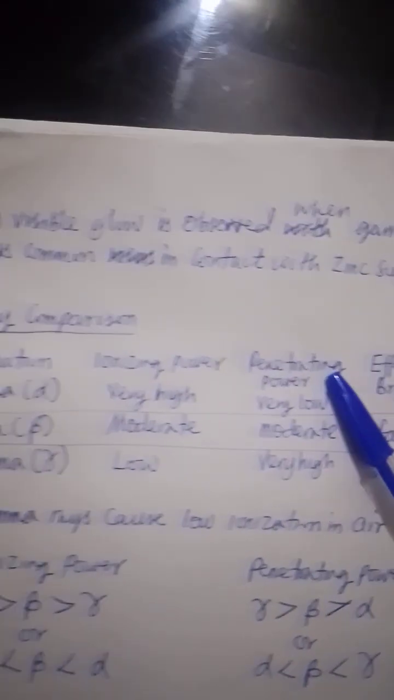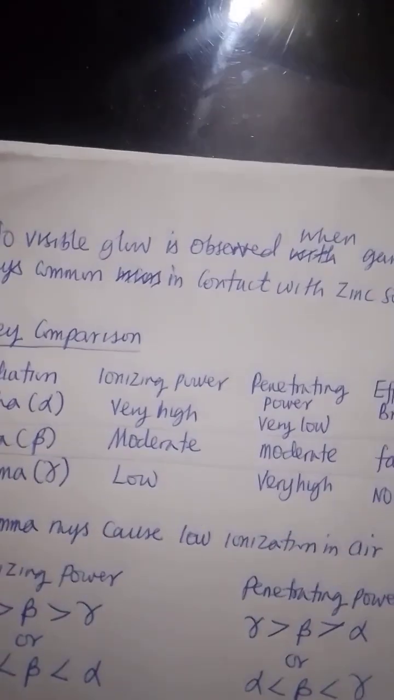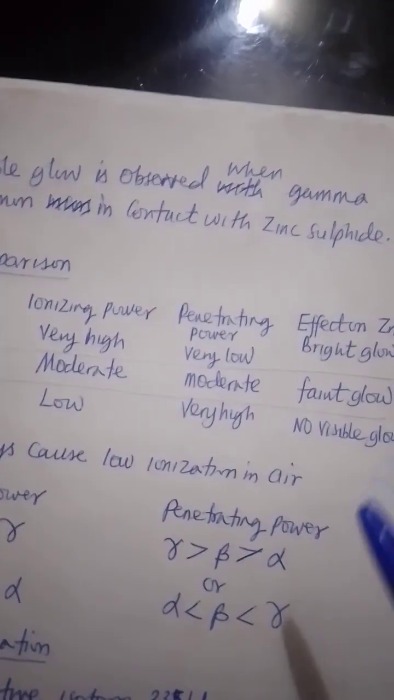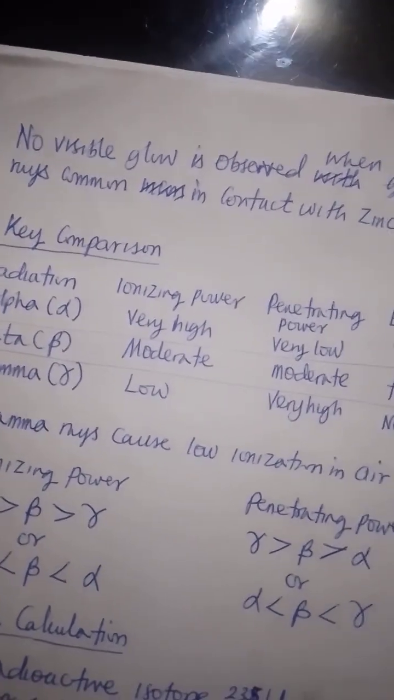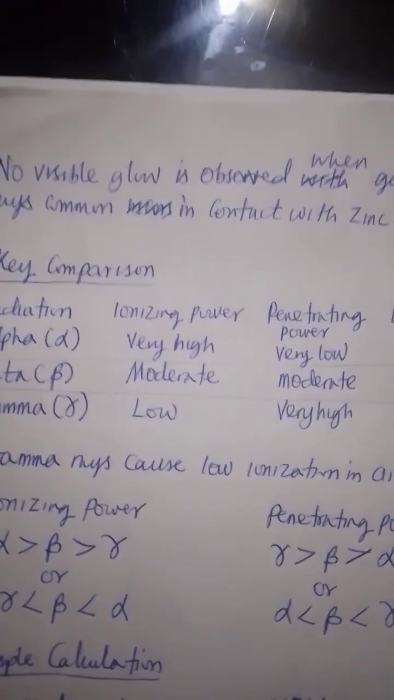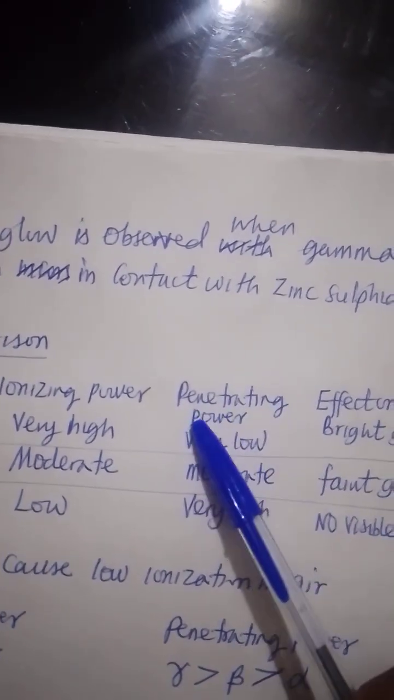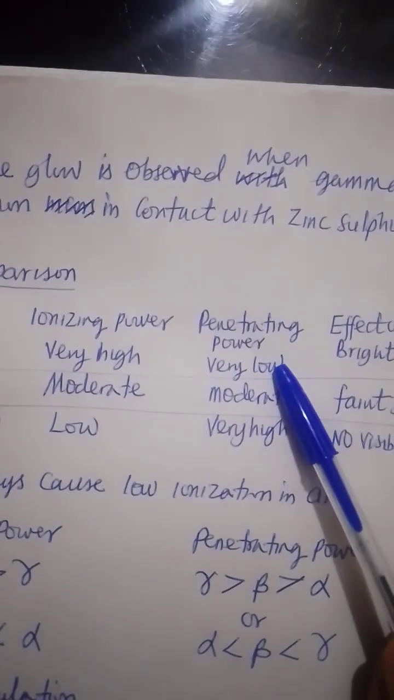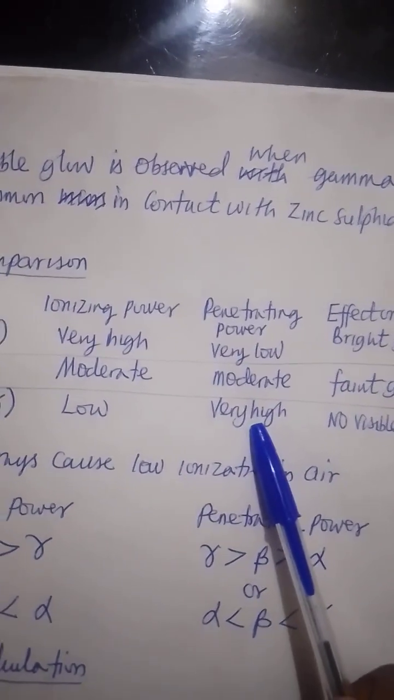gamma ray. In terms of penetration power, remember we said that alpha particles can be stopped by thin sheets of paper. Beta particles can be stopped by thin sheets of aluminum, while gamma rays can be stopped by thick lead blocks. So it shows that alpha particles have the lowest penetrating power, very low penetrating power. The second is moderate penetrating power and very high penetrating power for gamma.